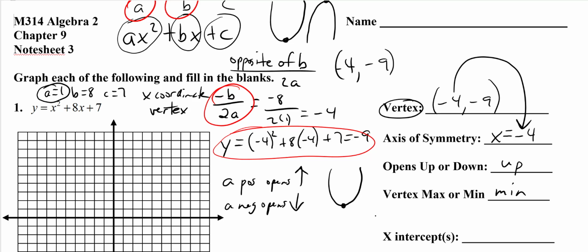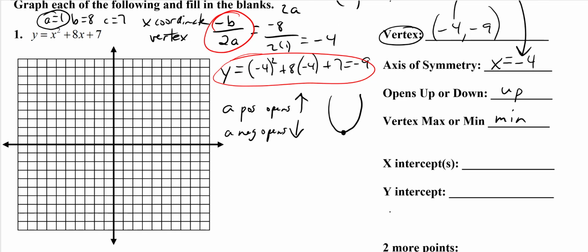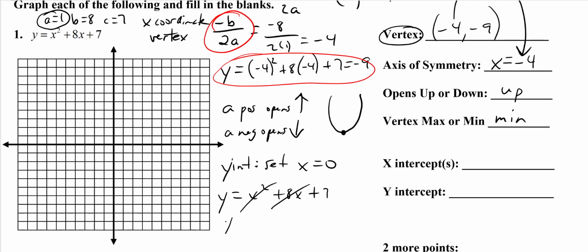Okay, the next thing is I'm going to figure out the x-intercept and the y-intercept. Now, if you guys remember, this is from yesterday. Let's do the y-intercept first. For the y-intercept, basically what you do is you set x equal to 0. Okay, so let's do that. Y is equal to, do you guys agree? Well, let me write it out. x squared plus 8x plus 7. If x is 0, that goes away and that goes away, and we just have y equals 7. So my coordinate is 0, 7 for the y-intercept.